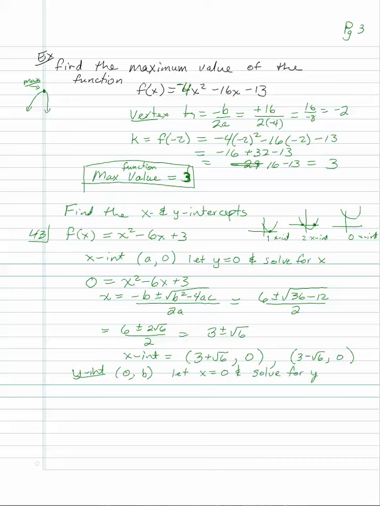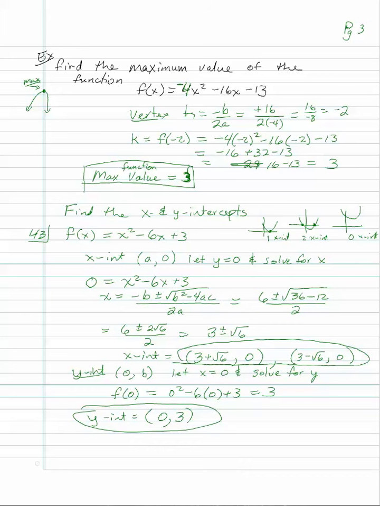Basically we're going to plug in 0 for x, which equals 3. So the y-coordinate is 3 when x is 0. X is 0, y is 3. And so we've got the 2 x-intercepts and the 1 y-intercept.